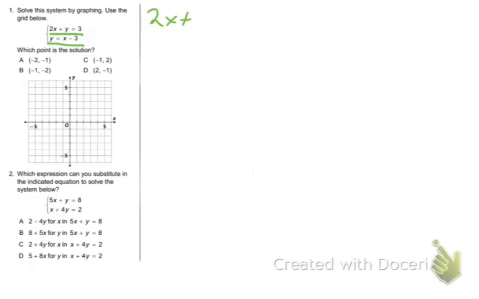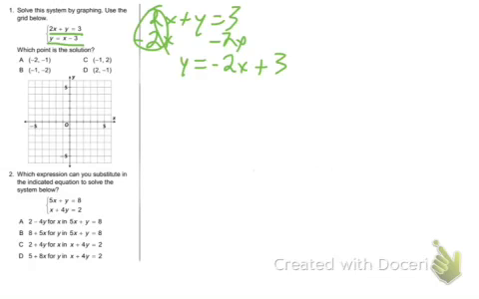So 2x plus y equals 3. Subtract 2x on both sides. These cancel, and we get y equals negative 2x plus 3. So let's graph that, y equals negative 2x plus 3.